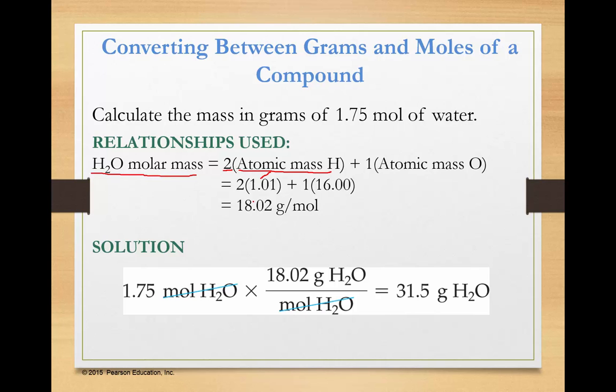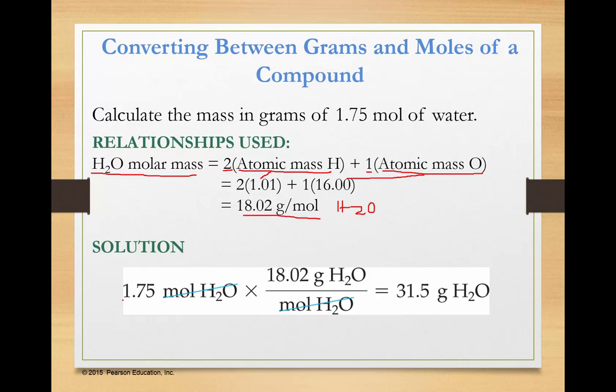That's the 1.01 that you see here. And then the 1 right here comes from the 1 oxygen atom that I have. So I have 1 atom of oxygen times the atomic mass of oxygen. Again, I go to my periodic table and I find that it is 16.00. So when I multiply this out, I get 2.02 plus 16.00. That's where my total comes from, 18.02. All right, so there's my relationship between grams and moles of H2O.